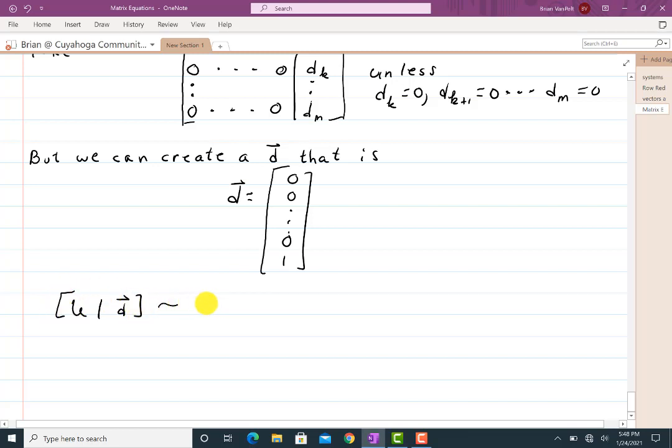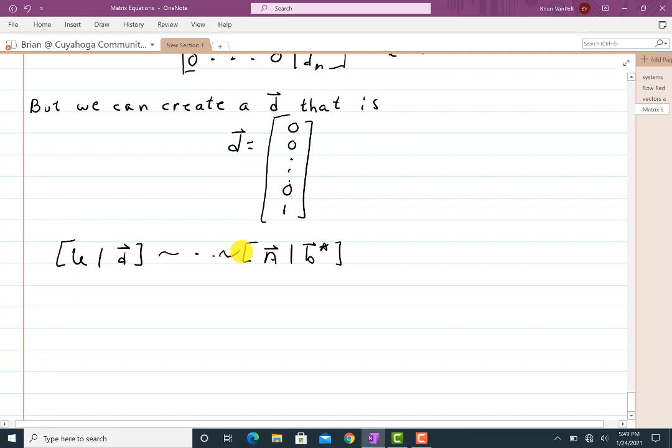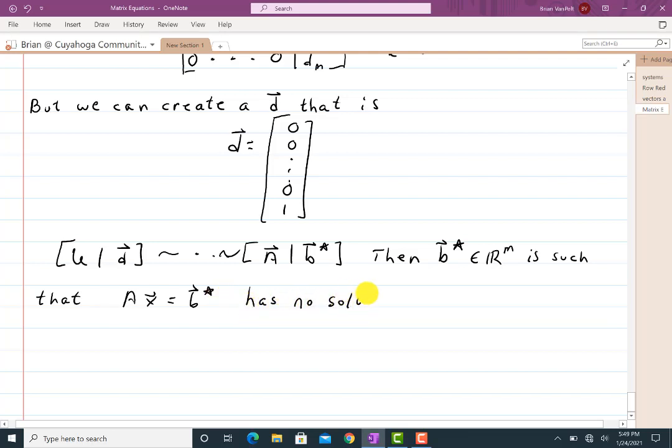We could reverse all of those old row operations and take us back to, I'm going to call this one b star, because it may not be the same b that I started with. I know there's a solution, but what I'm getting at is this. We could reverse the row operations to get back to A. I know I can do that. Then this b star is in Rm such that Ax equals b star has no solution. This is a contradiction. We know that we're supposed to have a solution no matter what the b was.